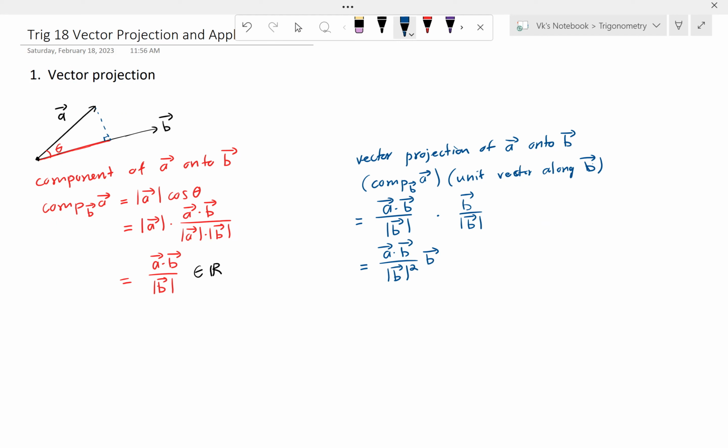The scalar A dot B over the magnitude of B squared is just a real number. It's a scalar. So as you can see, when we do the vector projection of A onto B, we get a vector. It's some multiple or some scale of the vector B. Okay, let's take a look at an example on how to do the computation.